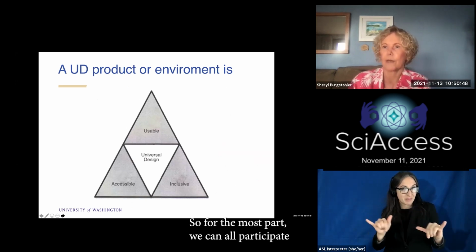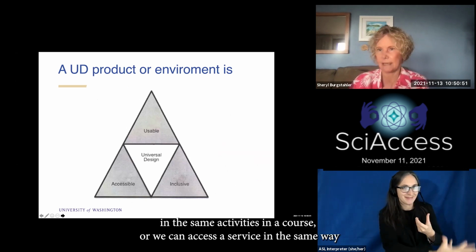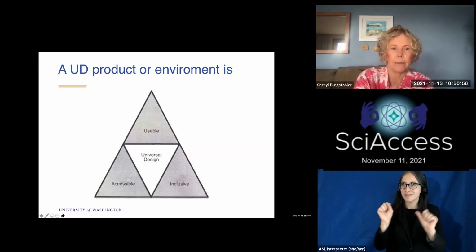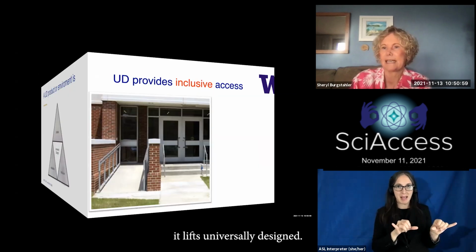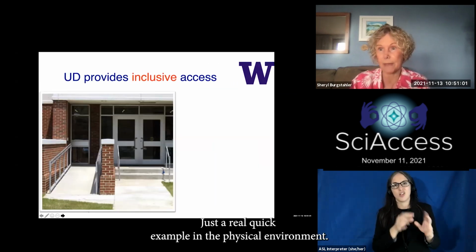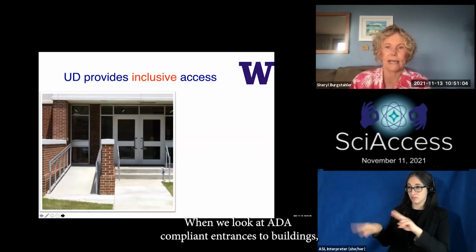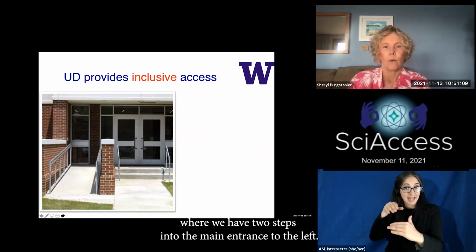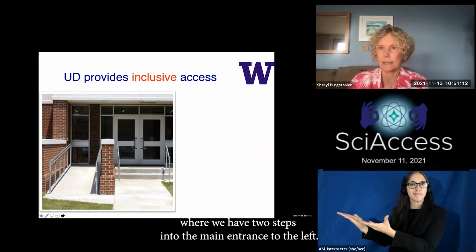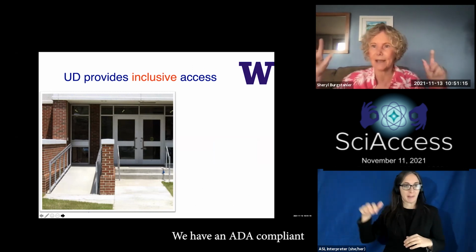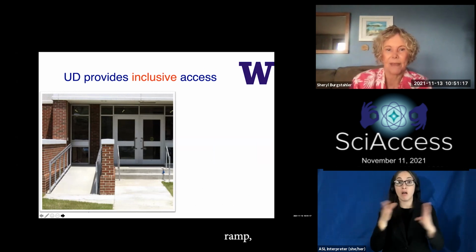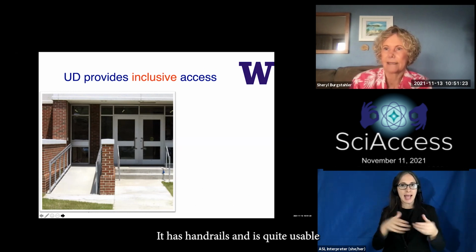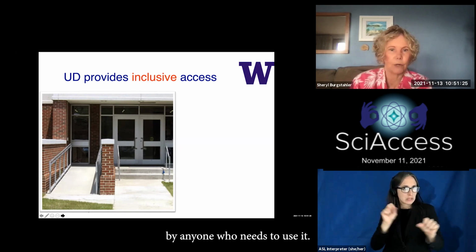So for the most part, we can all participate in the same activities in a course, or we can access a service in the same way if it's universally designed. Just a real quick example in the physical environment. When we look at ADA compliant entrances to buildings, sometimes they look like this. I have an image on the screen where we have 2 steps into the main entrance. To the left, we have an ADA compliant ramp, fairly short ramp. It has handrails and is quite usable by anyone who needs to use it.